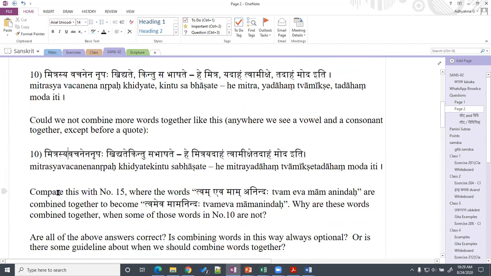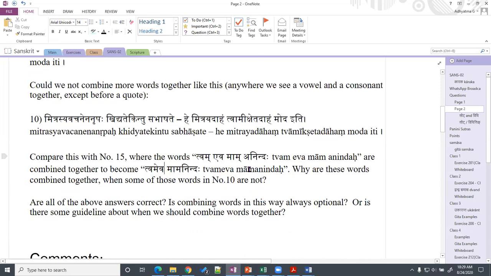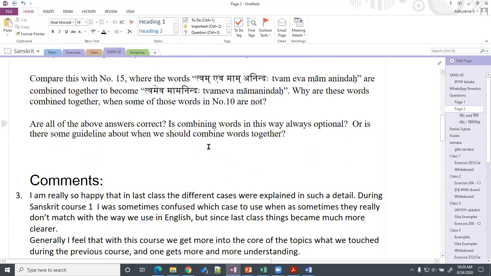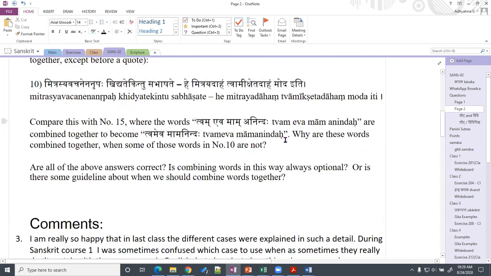So here he is giving another example, the person. Compare this with number 15, where the words tvam eva mam anindaha are combined together, tvam eva mam aninda. So you see why they are combined, because it's a makara, it's a consonant. So that's why generally it's combined with the following vowel, tvam eva. But here it ends in a vowel, so we don't combine it with the following word. Same here, mam anindaha. So is combining words in this way always optional? Not really, as I already told you the rules.